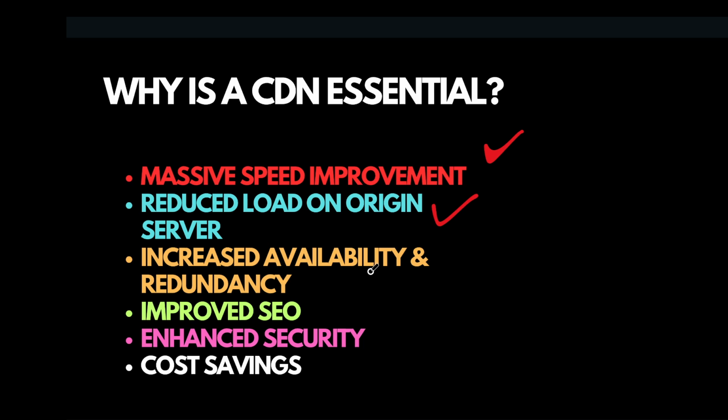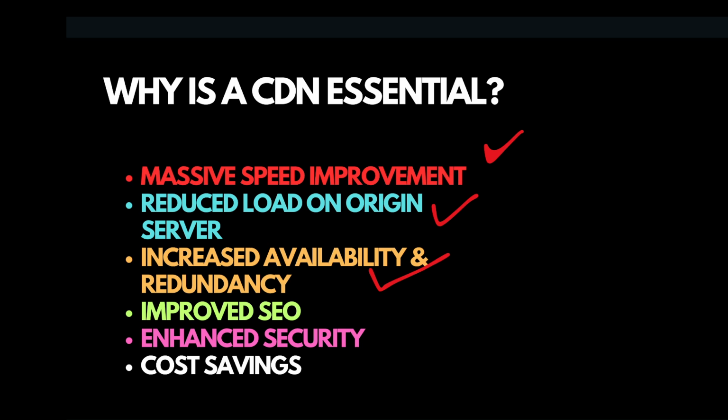Number three, increased availability and redundancy. If your origin server goes down or experiences a sudden spike in traffic, the CDN can often continue serving cached content, acting as a crucial layer of redundancy.